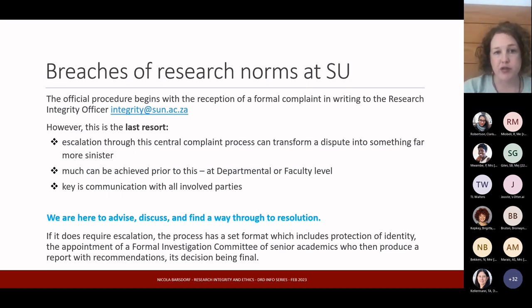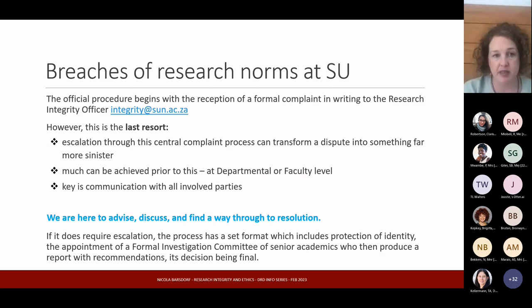And if there are breaches of research norms at Stellenbosch University, there is an official procedure which begins with the reception of a formal complaint in writing to the research integrity officer. However, I do want to emphasize that this is really a last resort because it's a very centralized process. And once you escalate a complaint through that central complaint process, it can transform something that might have been a simple dispute into something far more sinister.